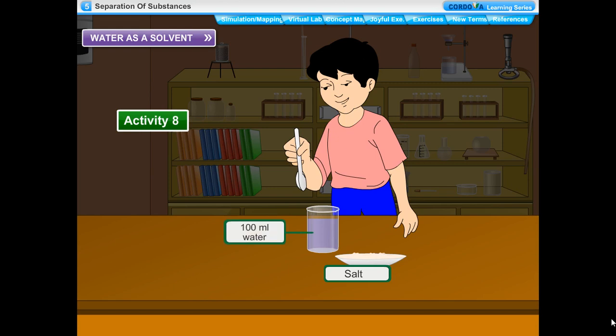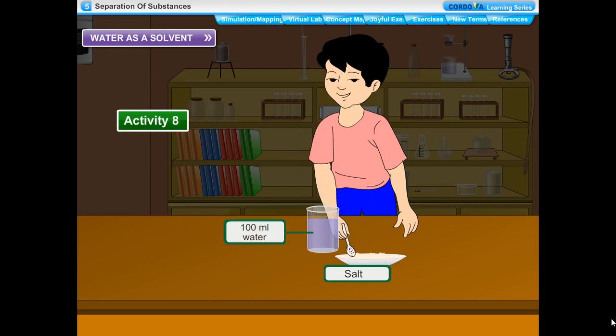Method: take a beaker and put 100 ml of water into it. Add 1 teaspoonful of salt to this water and stir it with a spoon until the salt dissolves in it. Go on adding more and more salt in water with constant stirring to dissolve it.